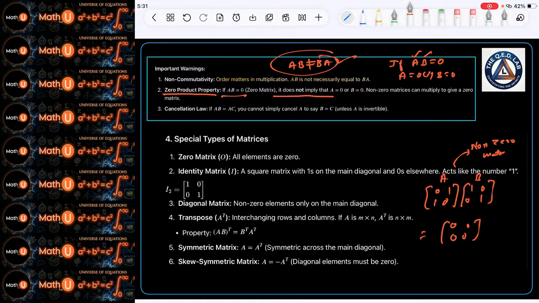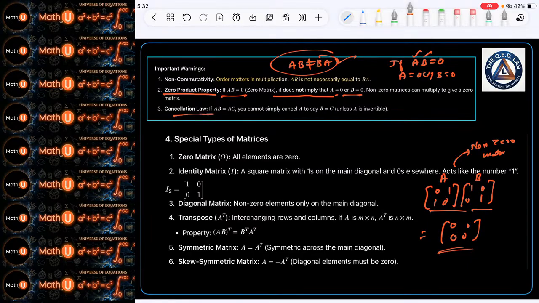Okay, what is a zero matrix? Zero matrix means all the elements should be 0, then only we say that that type of matrix is a zero matrix. But these both are non-zero matrices, and if you multiply these two we get a zero matrix. That means it is not necessary that A is equal to 0 or B is equal to 0. This is not necessary, you should remember.